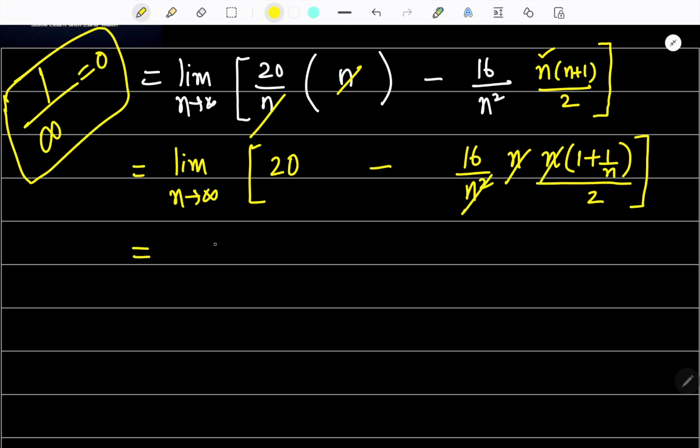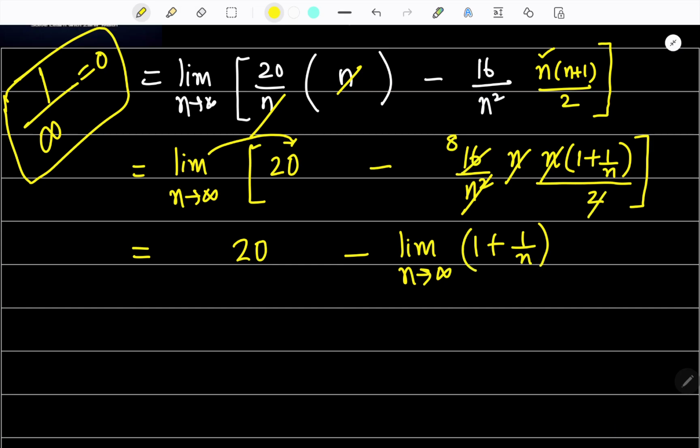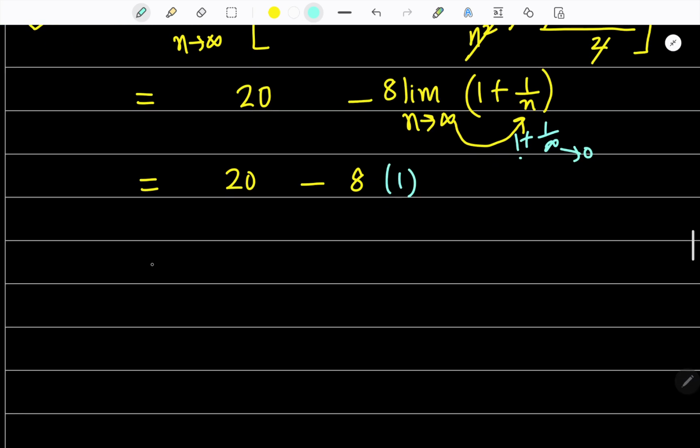Now you take the limit inside. Is there any n here? No. So it is 20 minus limit n tends to infinity, 1 plus 1 by n. This 2 gets cancelled with the 16, which is 8. So this equals 20 minus 8. When I put n tends to infinity, what happens here? 1 by infinity, 1 plus 1 by infinity. 1 by infinity is 0, so this answer is 1. So 20 minus 8 is going to become what? 12, which is the answer we checked by calculator.